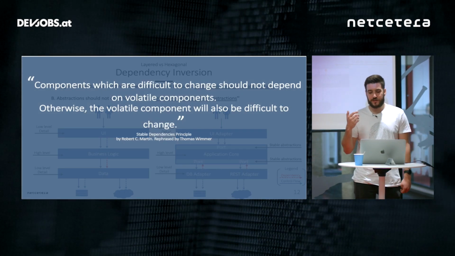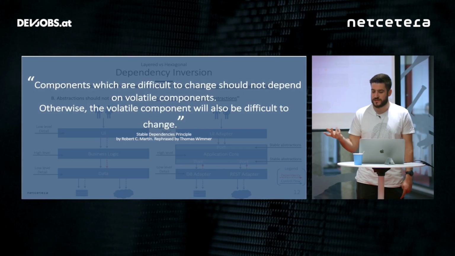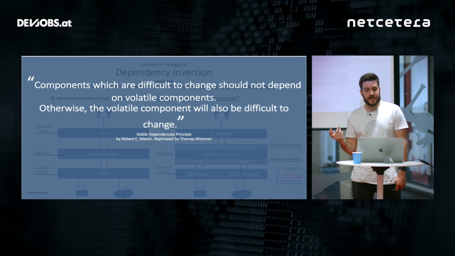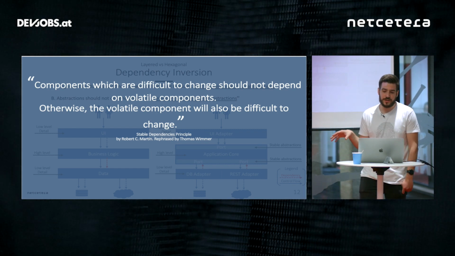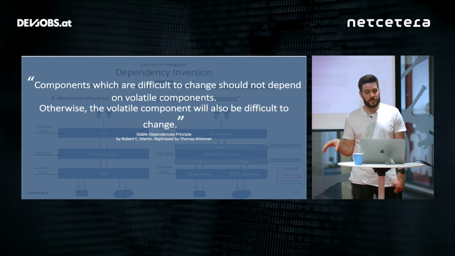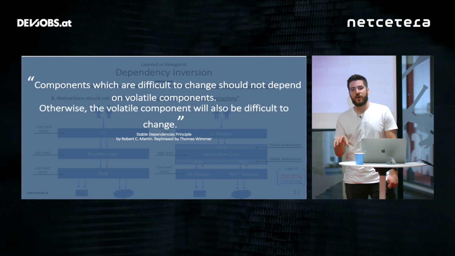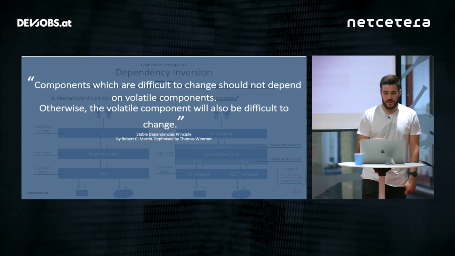Also, Robert C. Martin maps this principle to a higher level. He states that components which are difficult to change should not depend on volatile components. Otherwise, the volatile components will also be difficult to change.